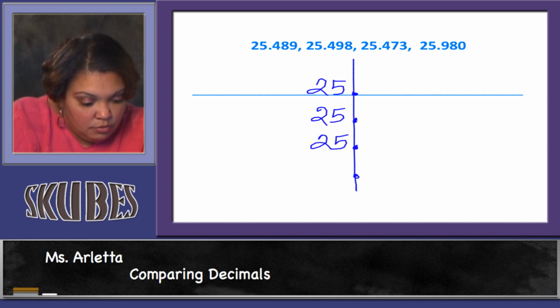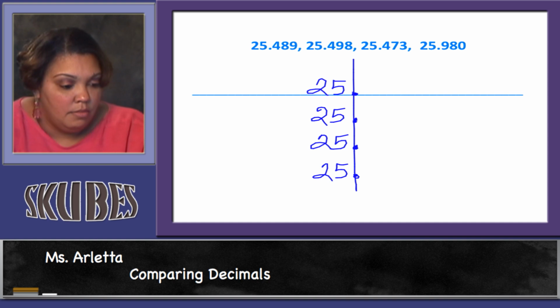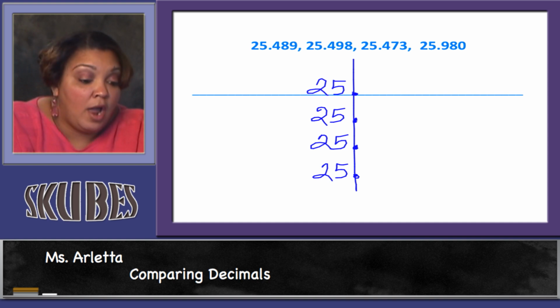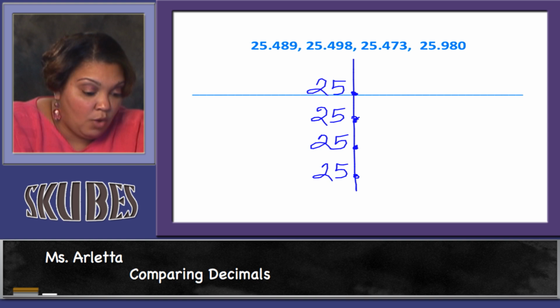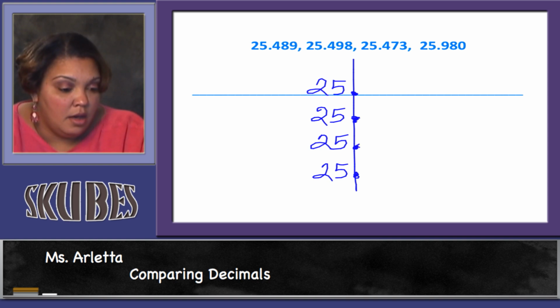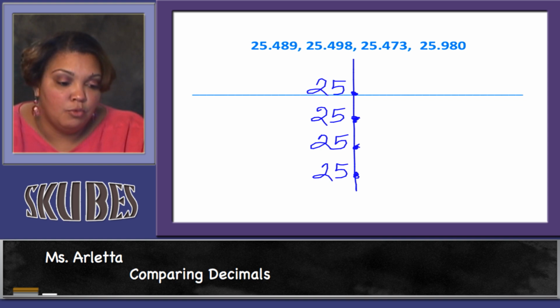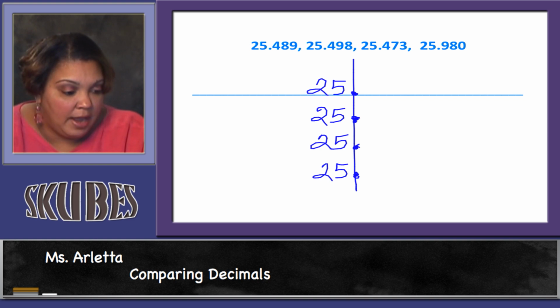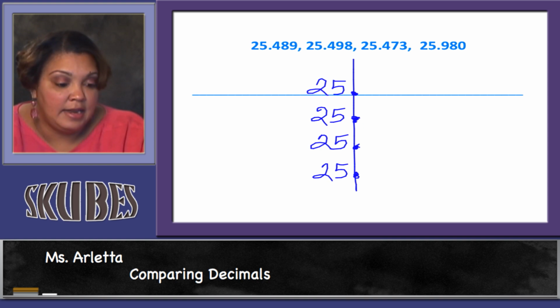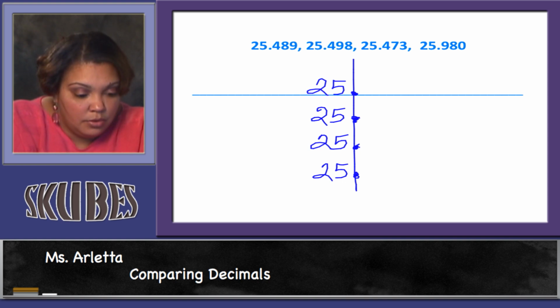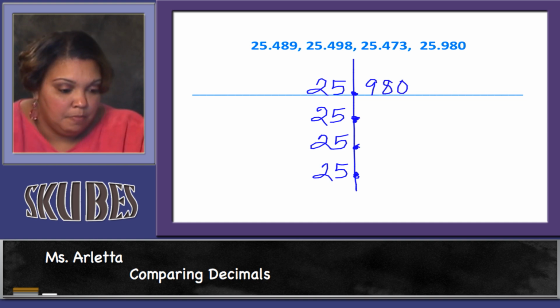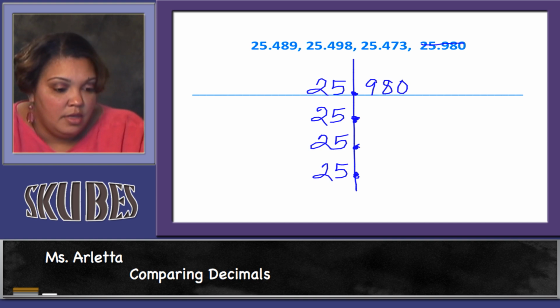Once you see that those numbers are the same, all you're looking at are the digits to the right of the decimal point. This time we can go from greatest to least. So I have a 489, I have a 498, a 473, and a 980. And we can clearly see that the 980 is the largest number. So I need to put my 980 after the decimal point and cross that one out.